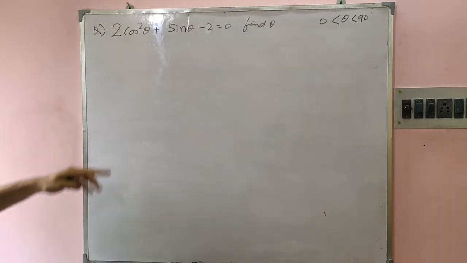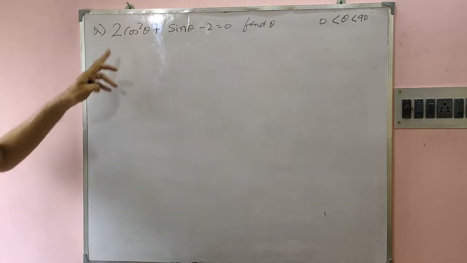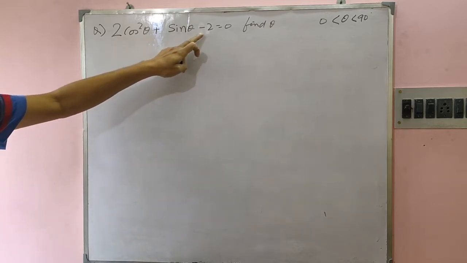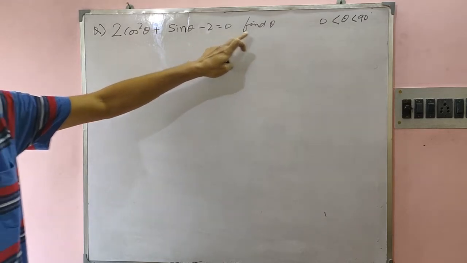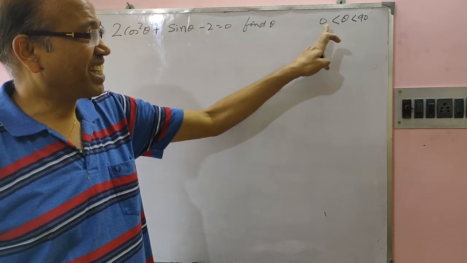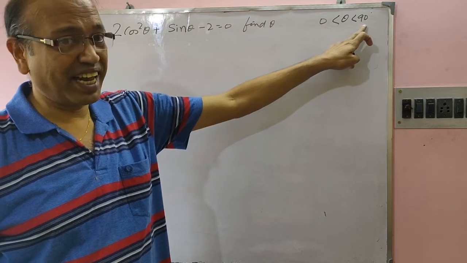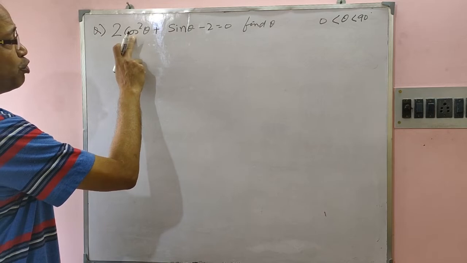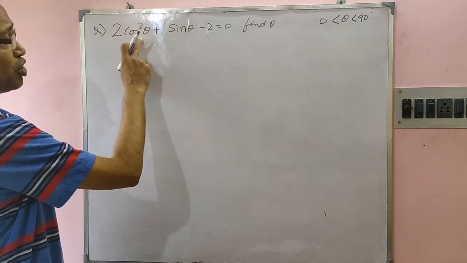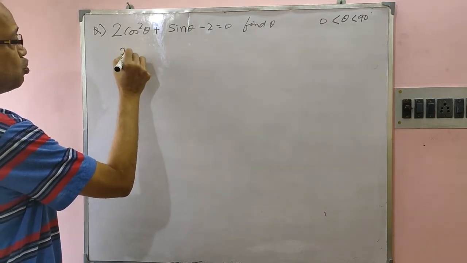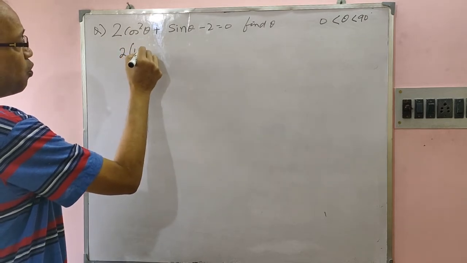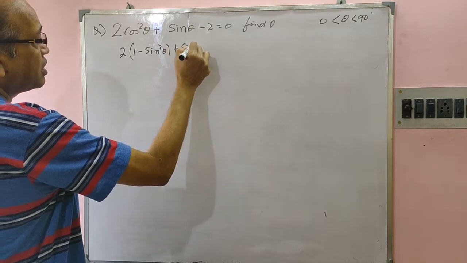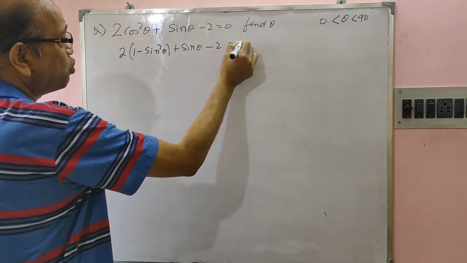The next question, we have to find theta. Given 2 cos square theta plus sine theta minus 2 is equal to 0, and theta is greater than 0 but less than 90. Clear? So what we have to do, we have to change cos square theta in terms of sine square theta. So 2 cos square theta can be written as 2 into 1 minus sine square theta, plus sine theta minus 2 equals 0.